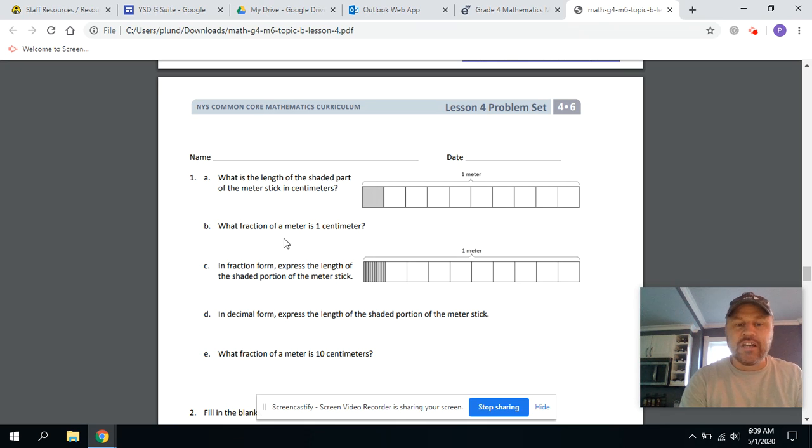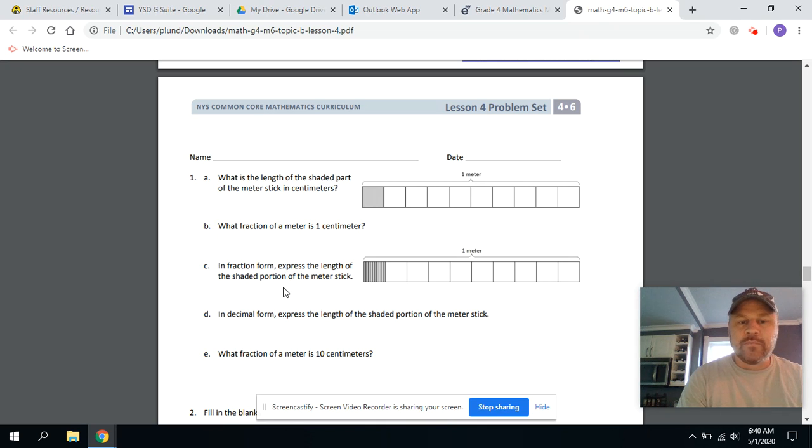What fraction of a meter is 1 centimeter? So looking down here, if you imagine that this is broken into 10 pieces, so there'd be 10 centimeters, 20, 30, just like we counted out. We know there's 100 centimeters, so this here is just 1 centimeter. So what fraction of a meter is 1 centimeter? Well, wouldn't that be 1/100th? So 1 over 100, that's the fraction of 1 centimeter.